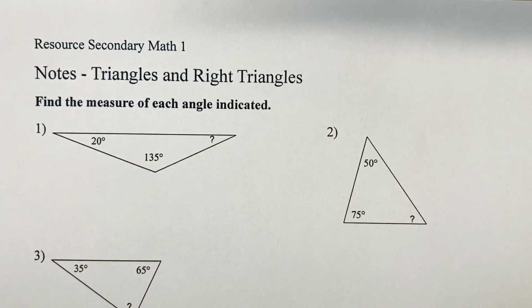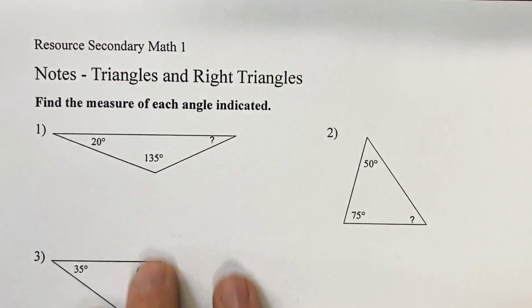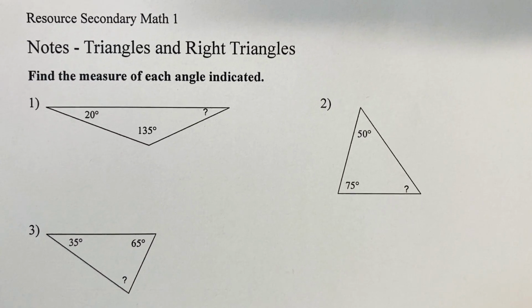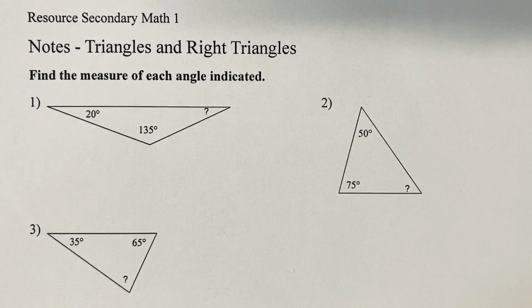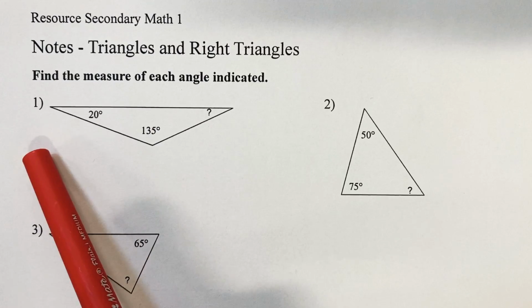All right, my secondary math 1 class. We are going to be starting a new unit and actually a new type of math. So we're moving into what's called geometry and even a little bit of trigonometry. So we are going to be talking about triangles and specifically right triangles today.